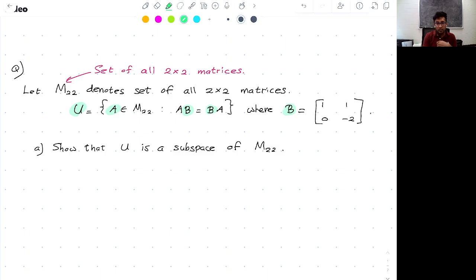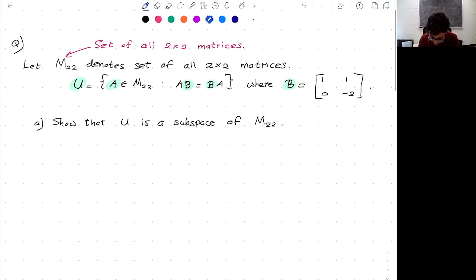In the first part of this problem, we have to show that U is a subspace of the set of all 2 by 2 matrices. So far, we know that U is a subset. We have to show that it is a subspace. To verify that a subset is a subspace, we have to show three things. First, I have to show that the zero element of the vector space belongs to the subset U.